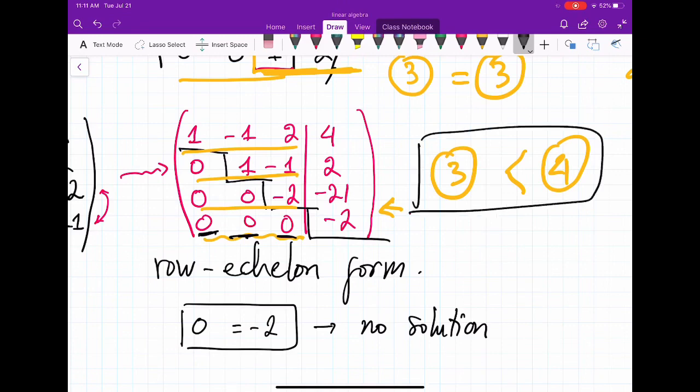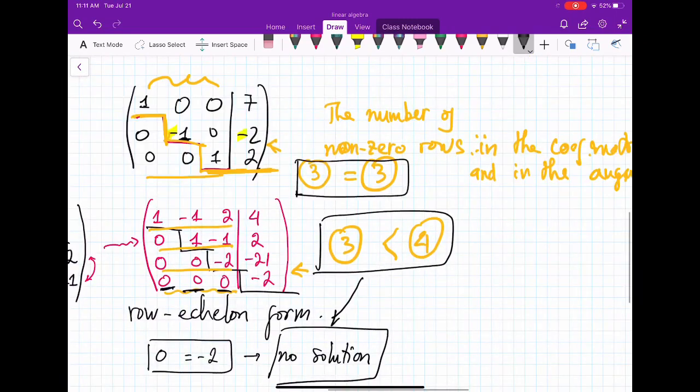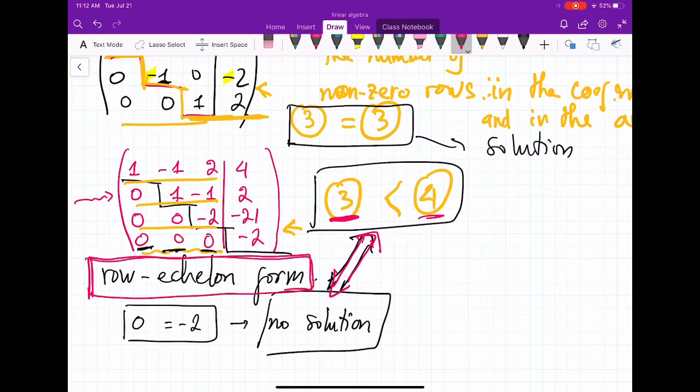You can see this. Right? You can see this relation. For this one, you have a solution. Of course, right now I don't want to talk about the number of solutions, but I just want to say, yes, if you have something like this, the number of non-zero rows in the coefficient matrix less than the number of non-zero rows in the augmented matrix, in the row echelon form, right? Don't forget that, in the row echelon form, then the system does not have any solution.